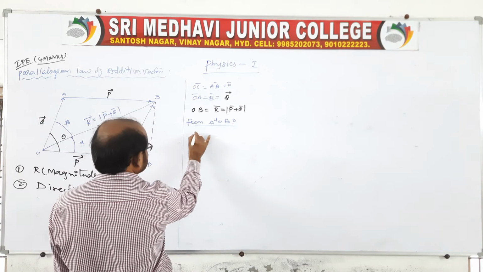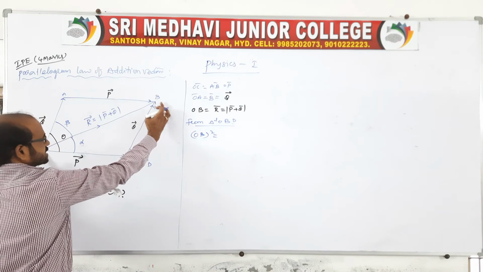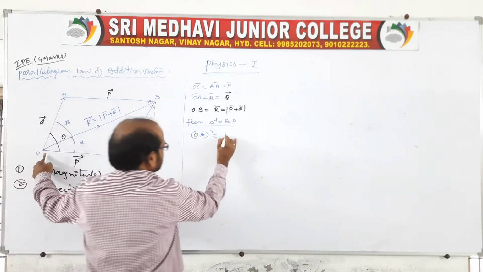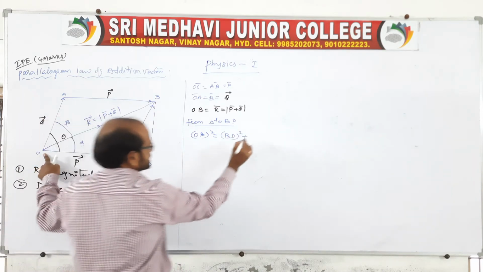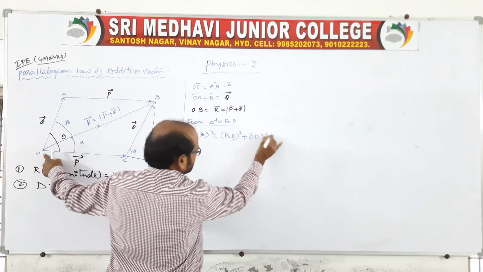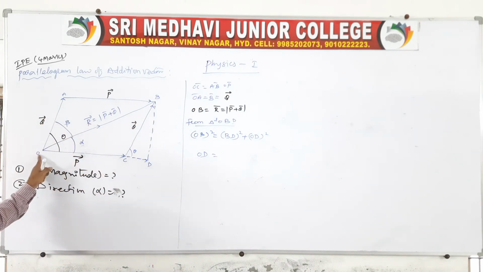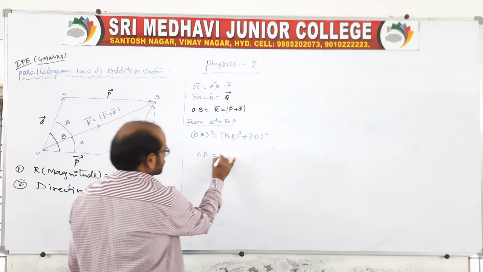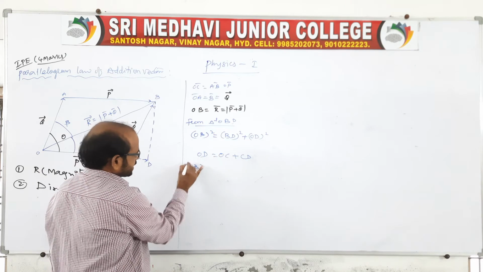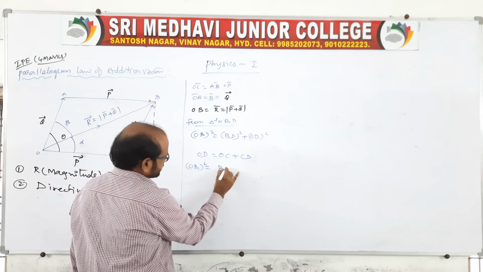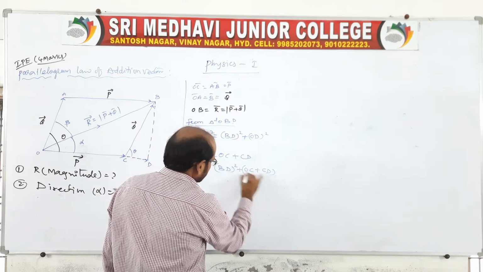I think everyone knows Pythagoras, that is OB square is equal to BD square plus OD square, clear? But here, OD is represented as OC plus CD. Here you replace this: OB square is equal to BD square plus (OC plus CD) whole square.